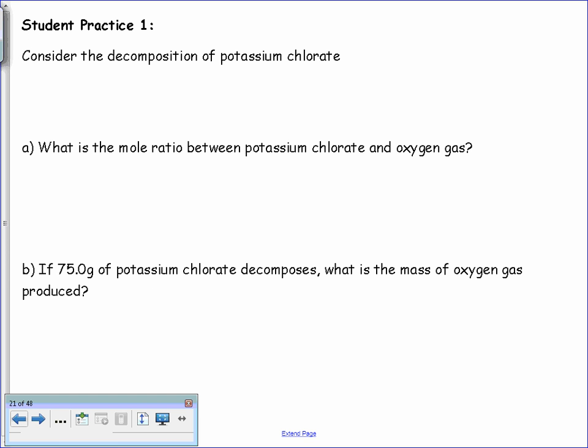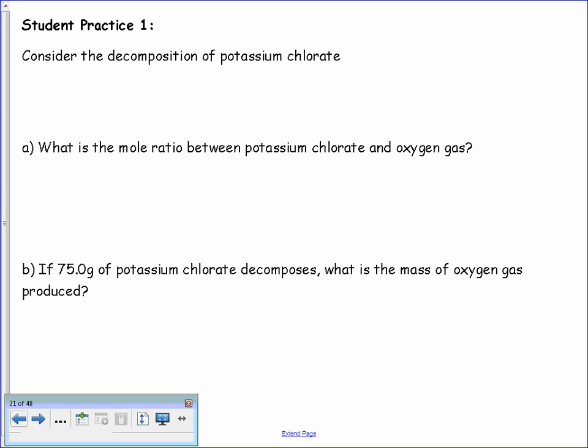Okay, so on yours, do you see where it says, consider the decomposition of potassium chlorate? Where it says student examples. So it says you tried lecture practice. Potassium chlorate. You see that? It's in the lower right-hand quadrant. Oh, yeah. Okay. Yes. So this one's going to guide you through a bit more technical ones.